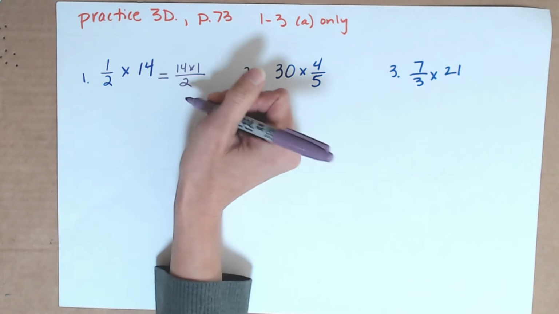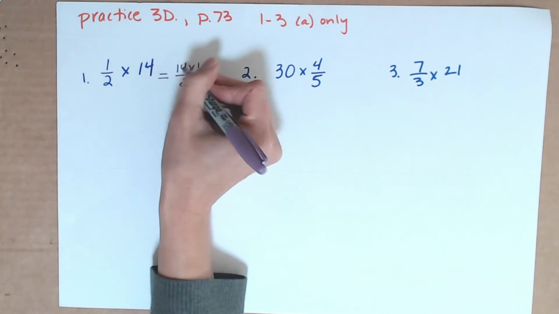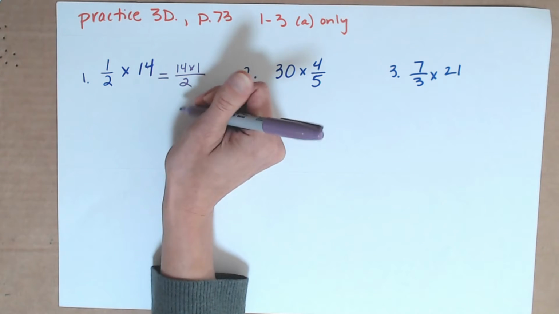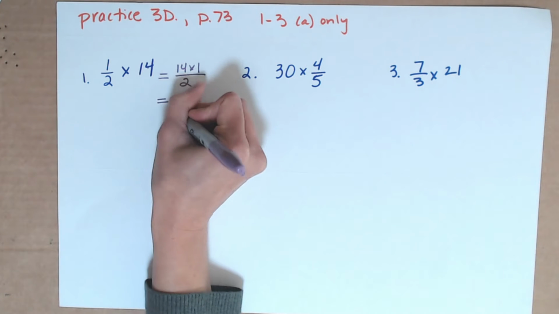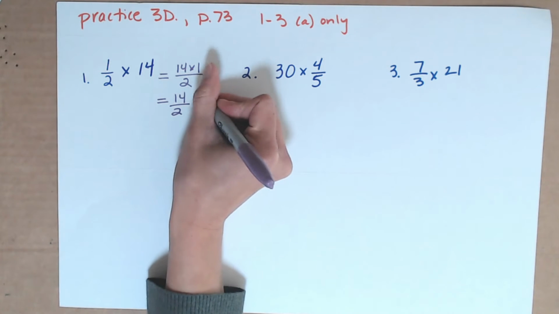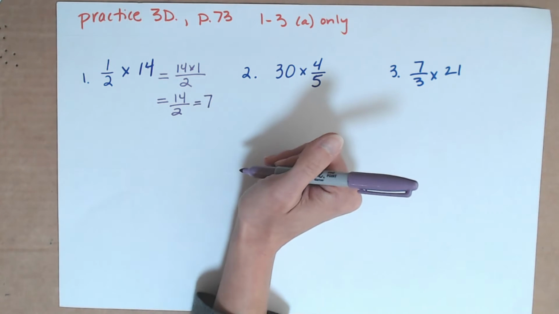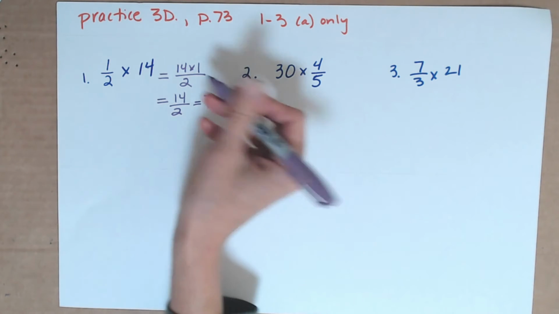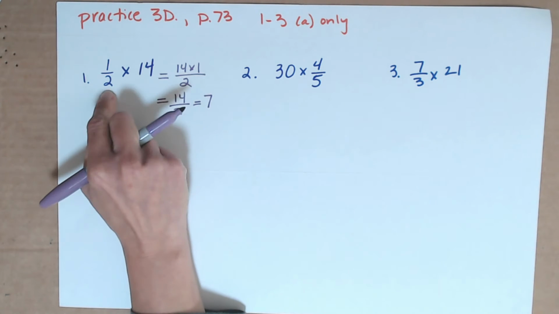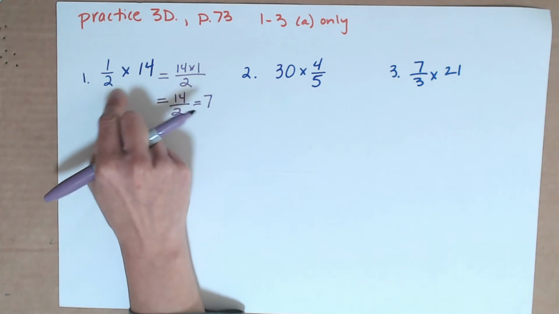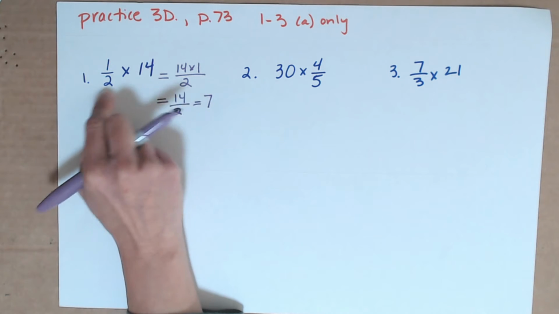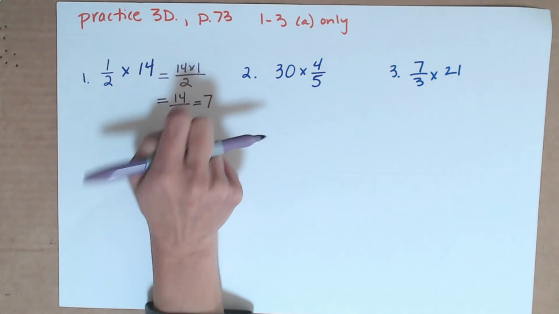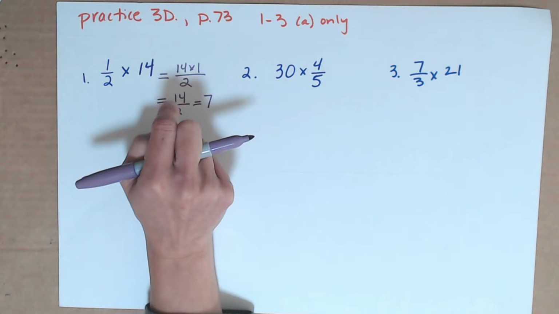So 1/2 times 14 is just 1 times 14, or 14 times 1 over 2, which is 14 over 2, which is 7. So the answer is 7. Now, I could have thought about this much simpler. 1/2 times 14, that's a half of 14. Well, a half of 14 is 7. So I could probably do this in my head without having to multiply out.